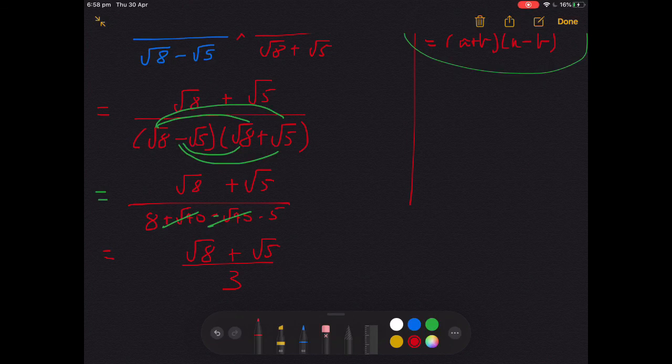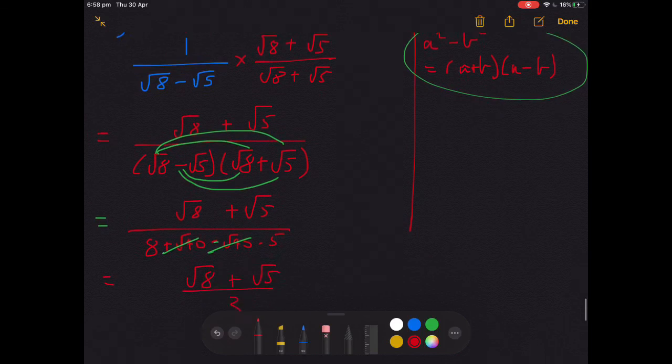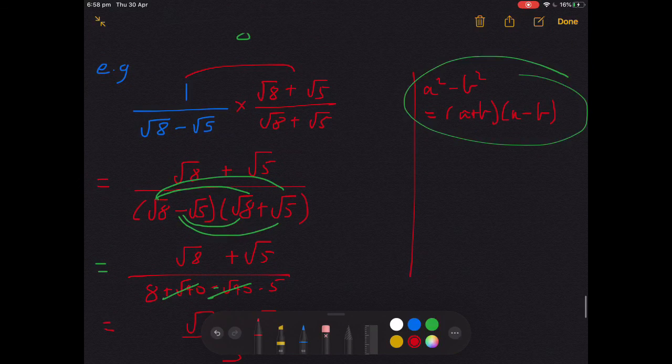Actually comes quite neat. But you just got to remember to multiply it by plus instead of minus up here, just to take advantage of this perfect squares rule.